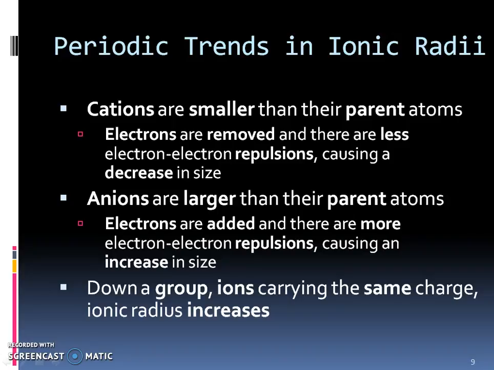Anions are larger than the atoms they come from because again, you're gaining electrons. If you're gaining electrons, then you're going to have more negative than positive. So the attraction is going to be less, and if the attraction between the protons and electrons is less, you're going to have a bigger atom. So again, down the group, for ions that carry the same charge, ionic radius increases.